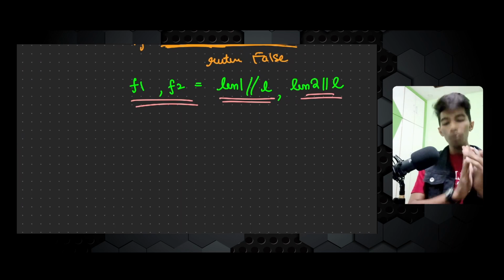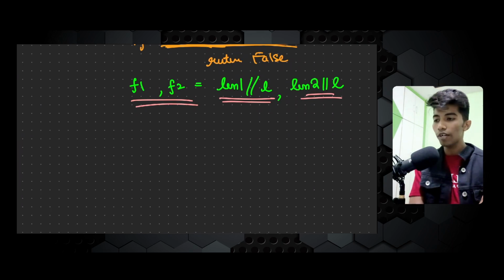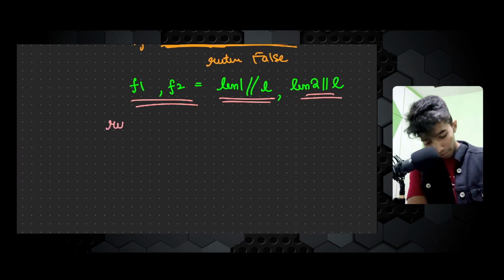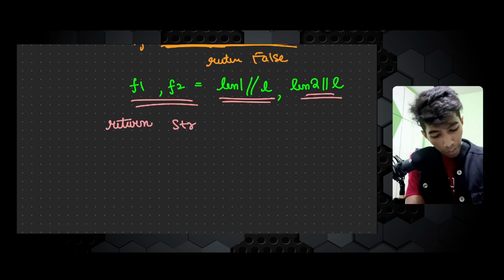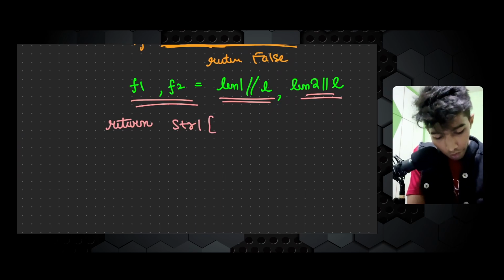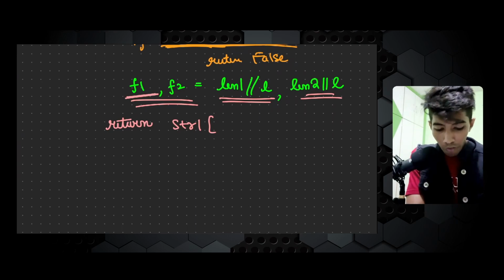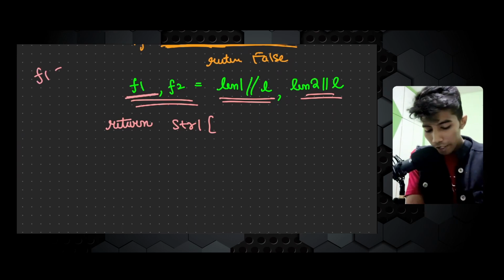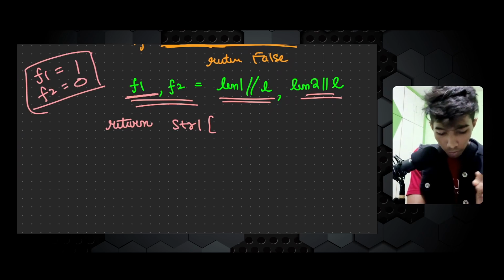Now what can we do? By taking the factors, we can replicate these strings, because now we know the factors. Now what will we be returning? Simply, guys, we will be returning str1 from where to where, guys? Because now we know F1 is 1 and F2 is 0. Simple. F1 is 1 and F2 is 0.